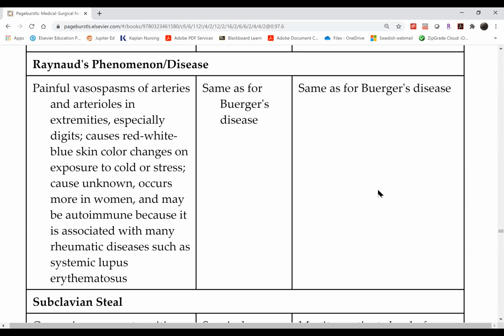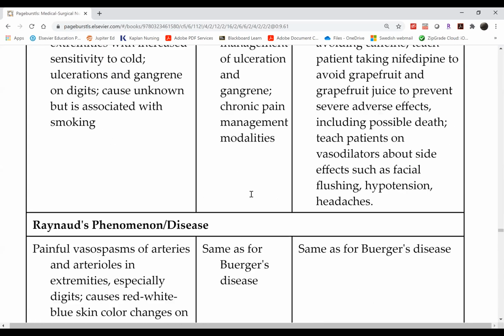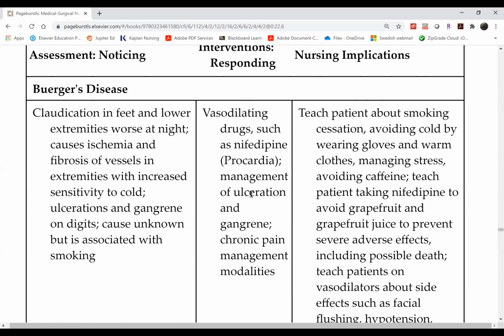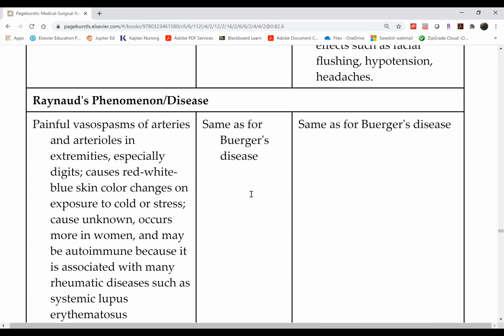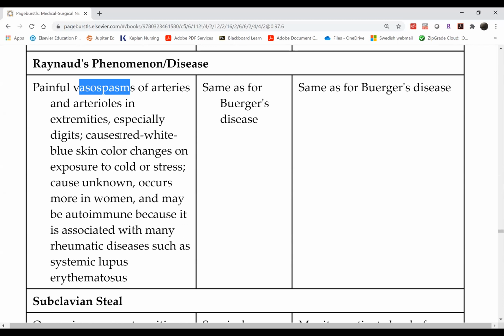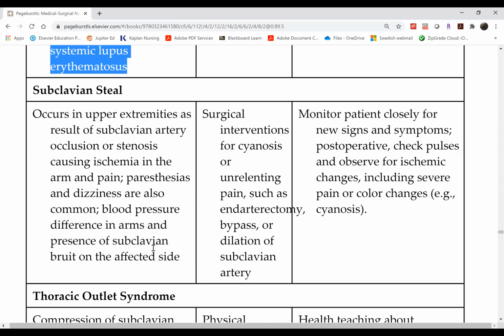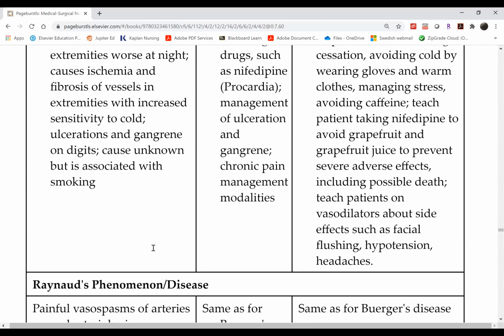So you technically still have to just remember the same. Okay, so Berger's and Raynaud's have the same management. Only the pathophysiology is different. In Raynaud's, this one is vasospasms, but they also resemble some signs and symptoms of those in Berger's disease. Raynaud's phenomenon is also known to occur with people who have rheumatoid arthritis or lupus. These are the only two. I'm not testing the others because they're not really common, but Berger's and Raynaud's are quite common.